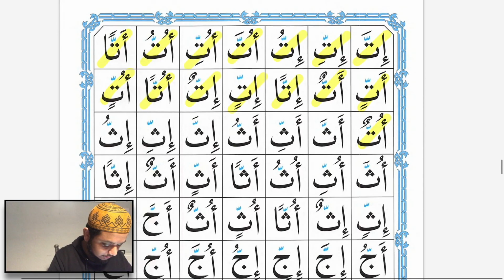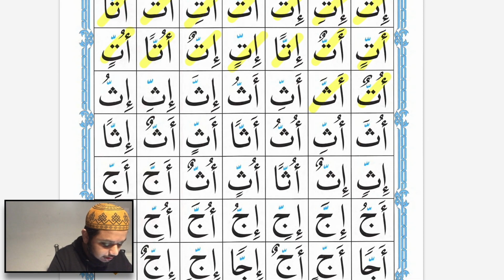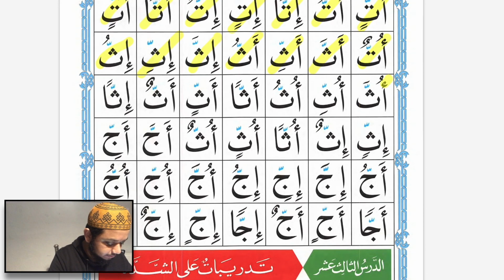Athun, atha, athi, athu, itha, ithi, ithu, utha, uthi, uthu, athan, athin, athun, ithan, ithin, ithun, uthan, uthin, uthun, ajja, ajji, ajju.